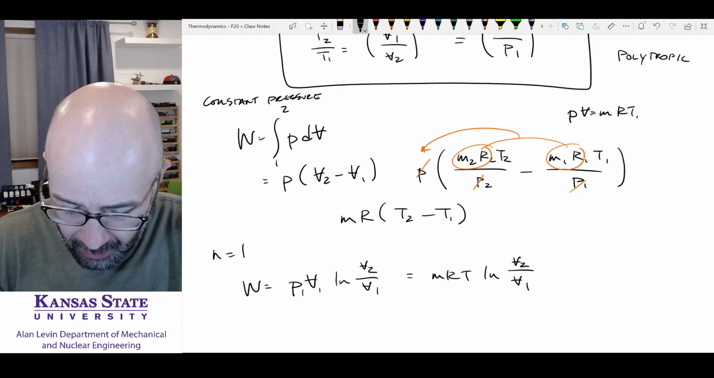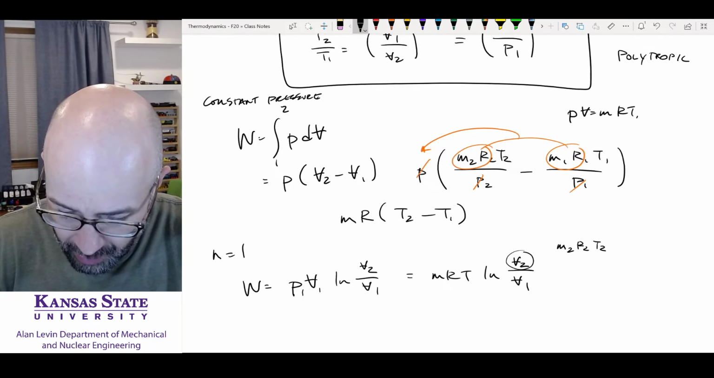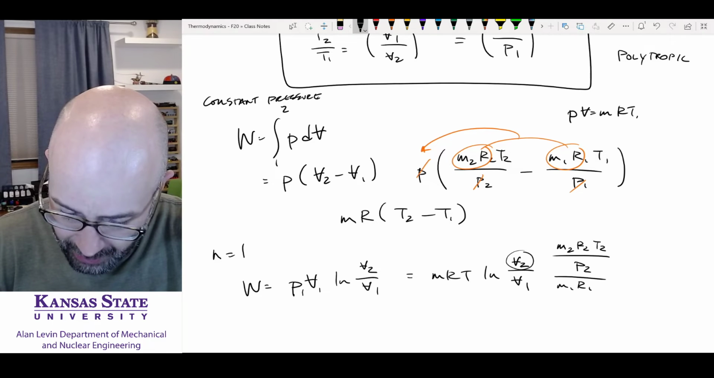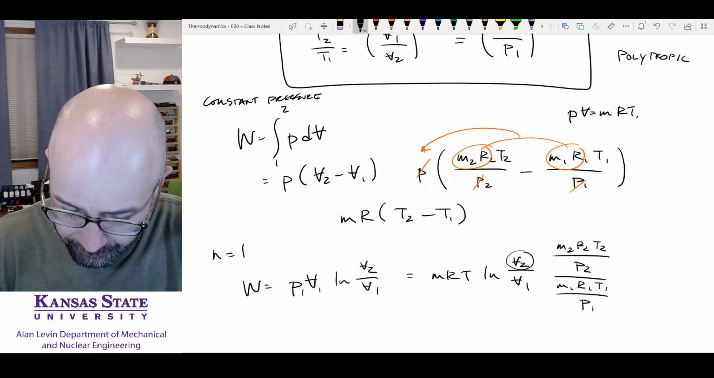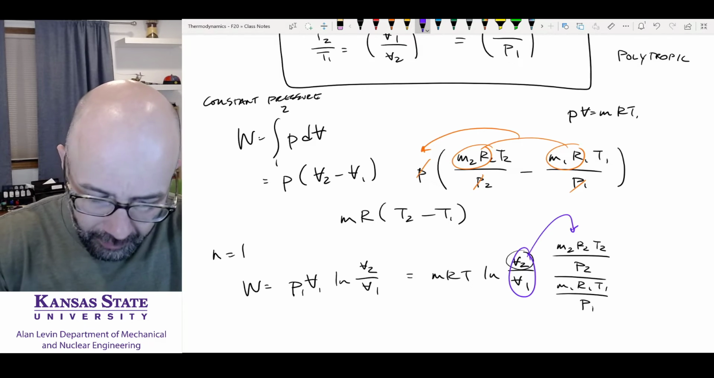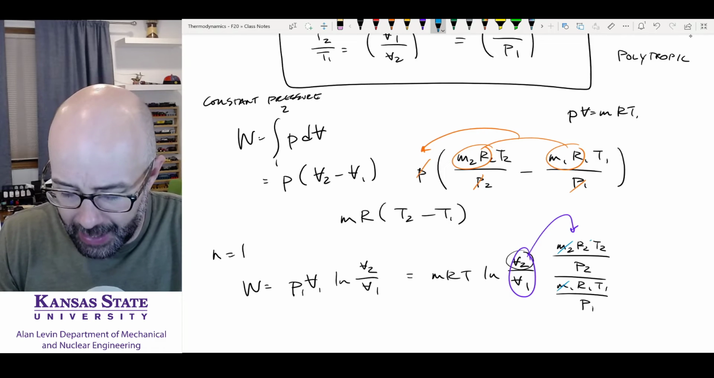Or we could go up here and say V2 is equal to m2R2T2 all over P2, and V1 is m1R1T1 all over P1. If we made this substitution here, we know again that our masses are constant, and we know our gases are constant.